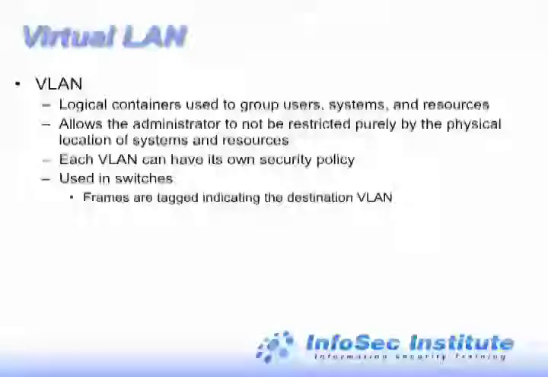Okay, VLAN. This is the virtual LAN. Logical containers used to group users, systems, and resources and so forth. Allows administrators to not be restricted purely by the physical location. Each VLAN can have its own security policy and is used in switches. Basically makes it to where you can have these specific ports, let's say ports 1 through 8, be able to communicate back and forth together, and ports 9 through 16 can communicate together, but they can't communicate with each other. For example, VLAN 1 may not be able to communicate with VLAN 2.